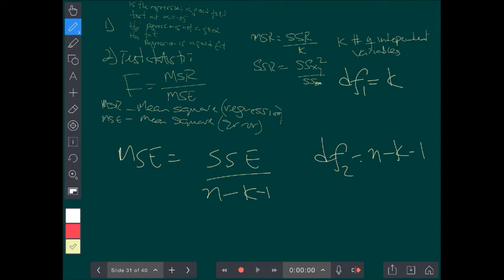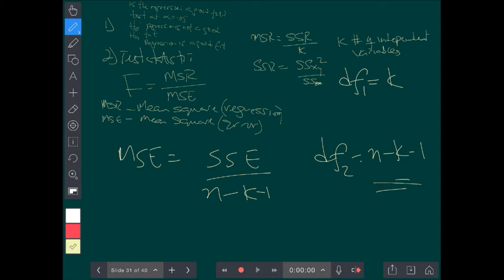So notice K is 1 because we have just one independent variable. And so it becomes N minus 2. K minus N minus 1, N minus 2. All right? So that's the degrees of freedom right here. And the ratio of those two values gives us an F statistic. Cool. So that was the test statistic.